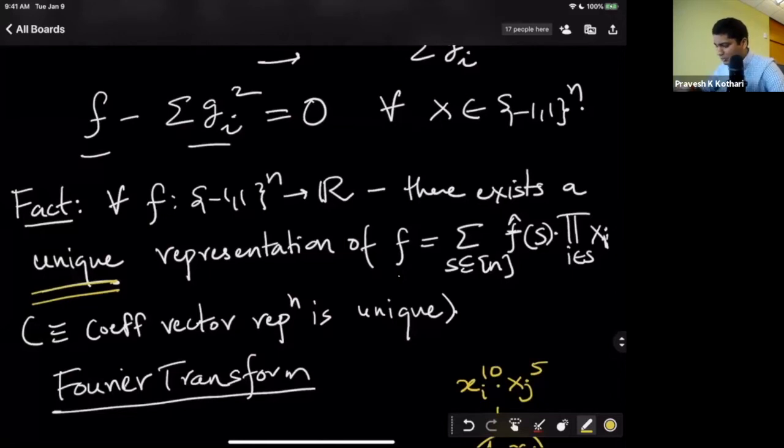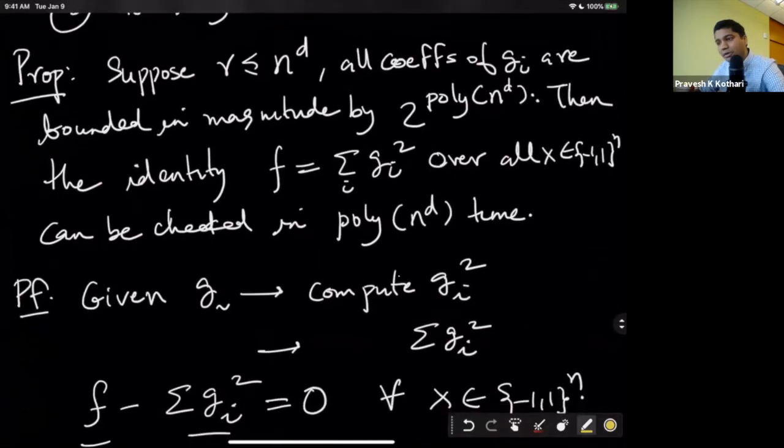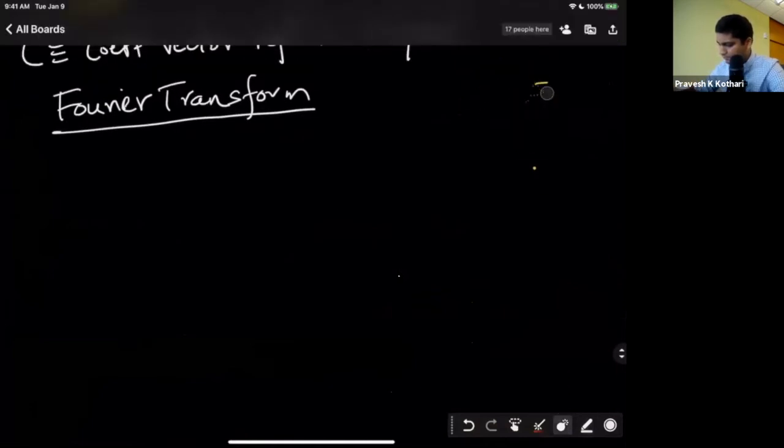Good. So that's a simple proof that shows that, at least if R is small and all coefficients of the polynomials gi appearing in our proof are not too large, so they're bounded above by 2 to the polynomial n to the d, then we can efficiently verify the identity f equals some gi squared. And in particular, we can convince ourselves that f is non-negative over the hypercube. Any questions at this point? Okay, very good.